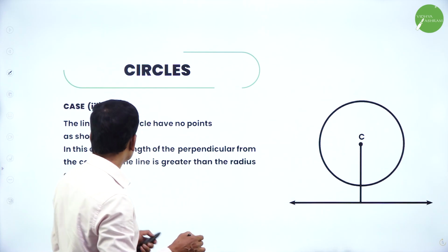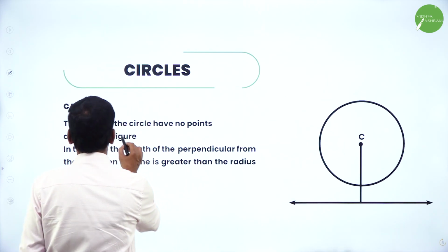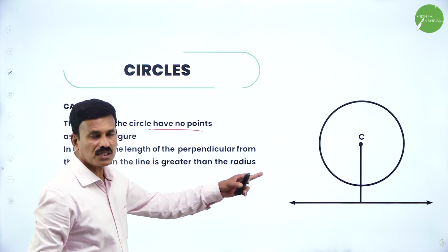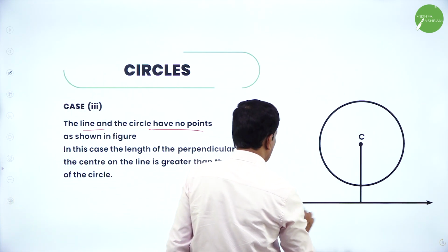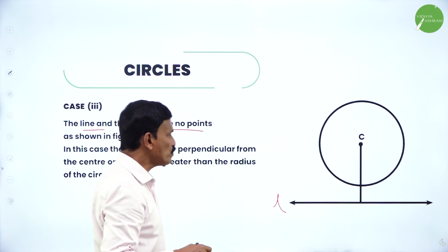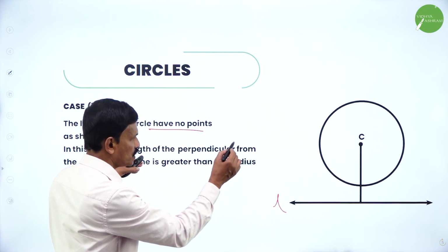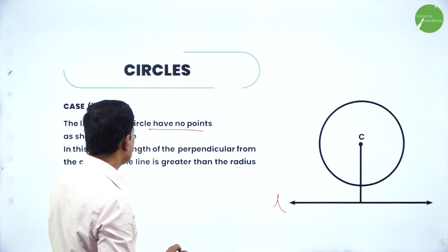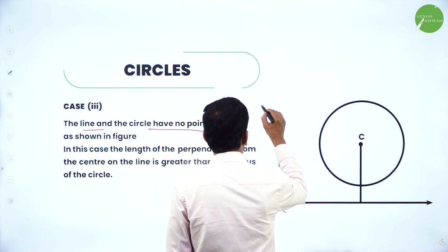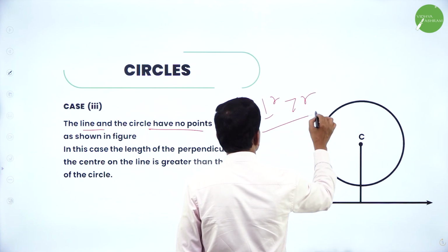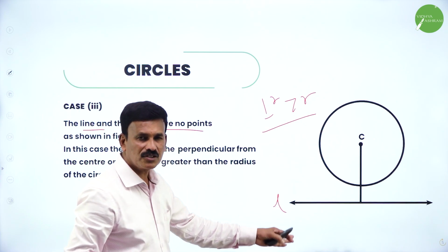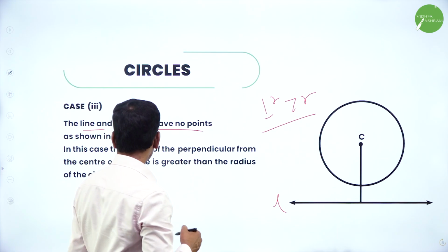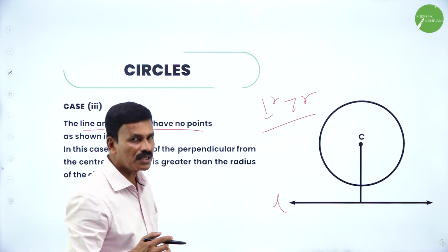Now, case number 3. Suppose the line and the circle have no points of contact. So, this line L and the circle will have no point of contact as shown in this diagram. In this case, the length of perpendicular from the center to the line is greater than the radius of the circle, right? So, these are the three cases that arise.